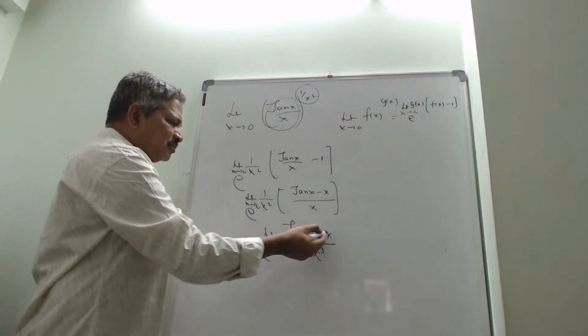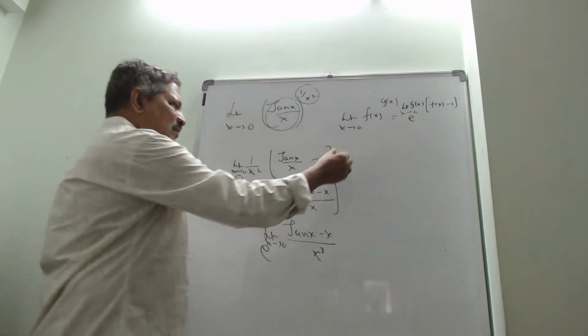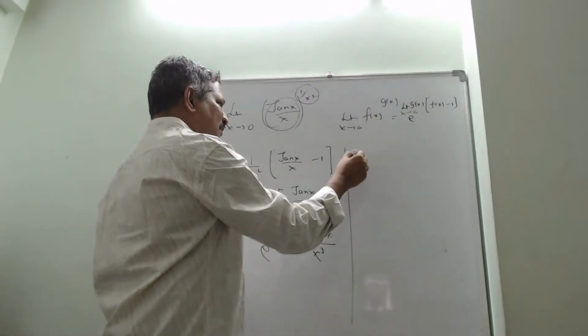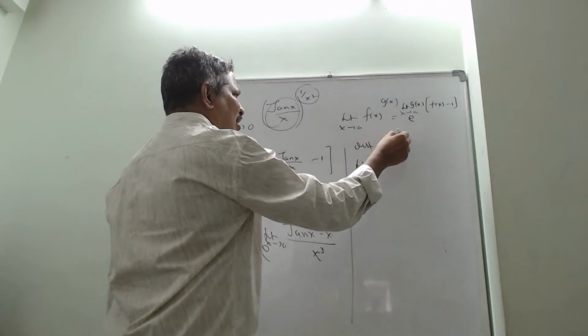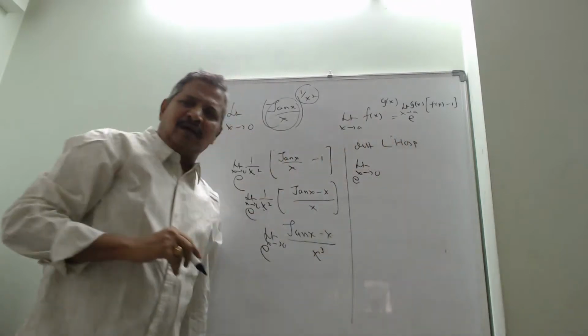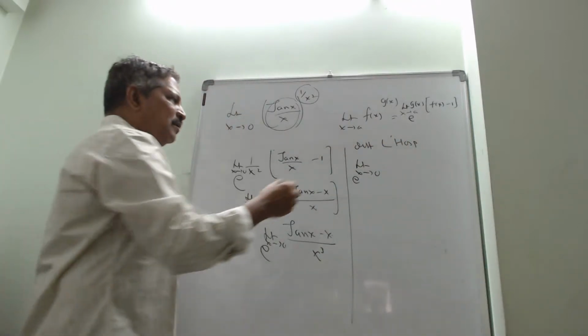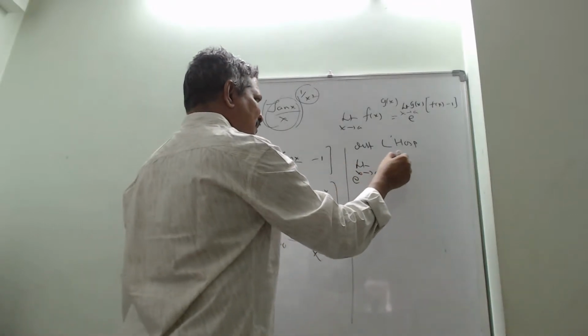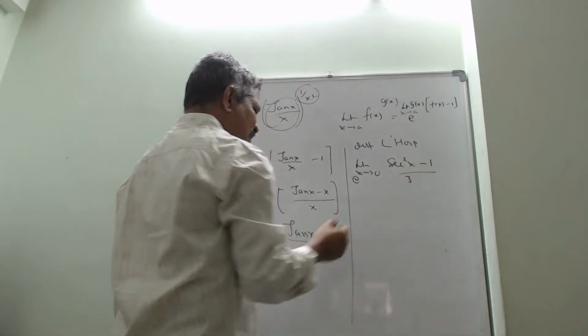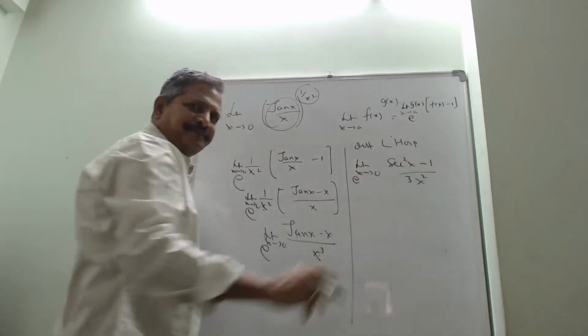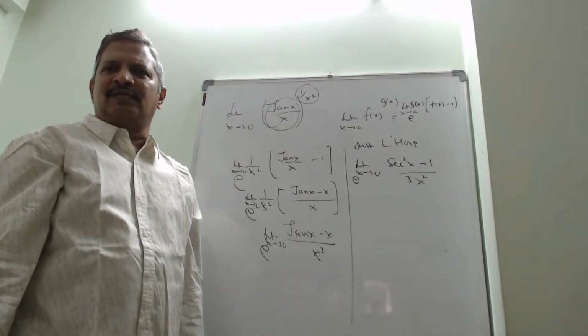Now, if I write 0 by 0 form, so what will we write? Here I will write e power limit x tends to 0, differentiate, or L'Hospital rule. What we will do? The derivative of tan x is secant square x, and the derivative of x cube is 3x square.